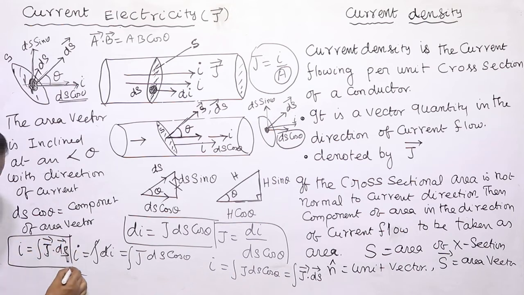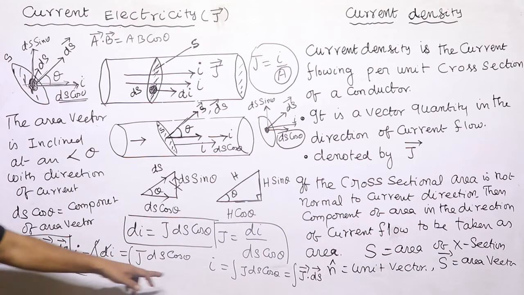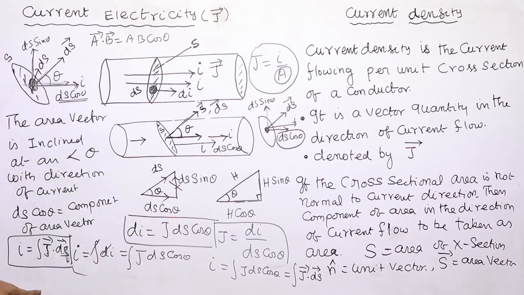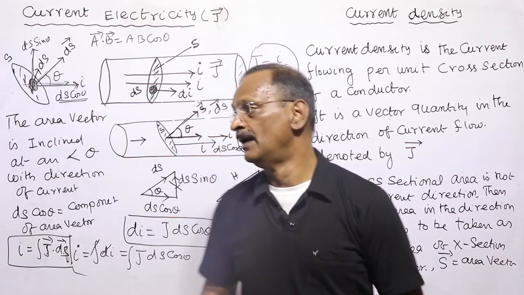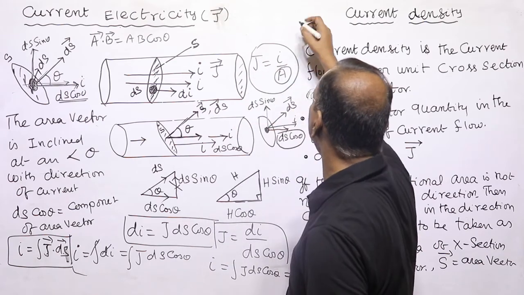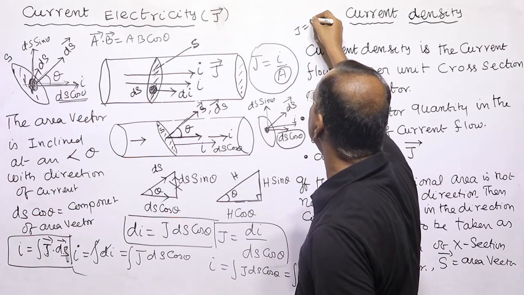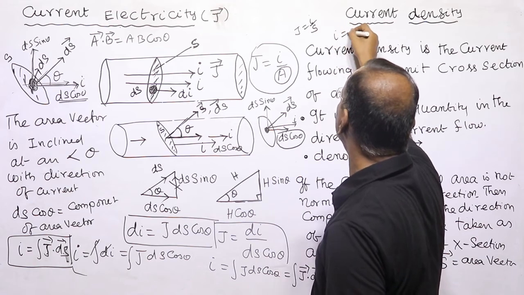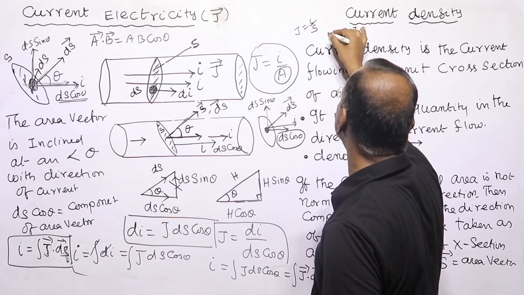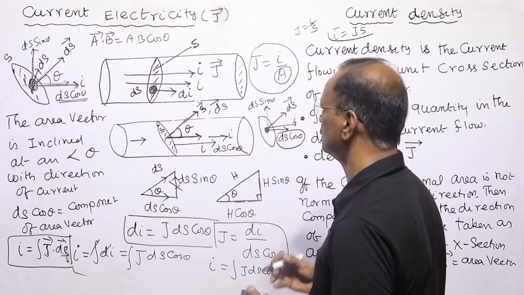So this is the definition. This formula is used for non-uniform distribution of current. For uniform distribution of current, as I already told, J is equal to current flowing divided by area, or I is equal to J into S. This is for uniform distribution of current.